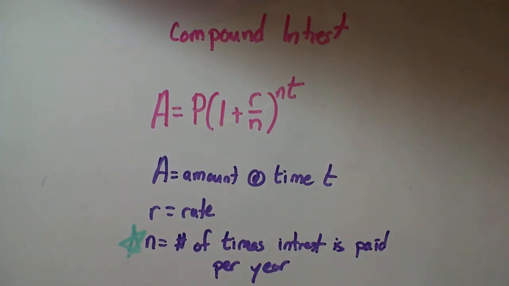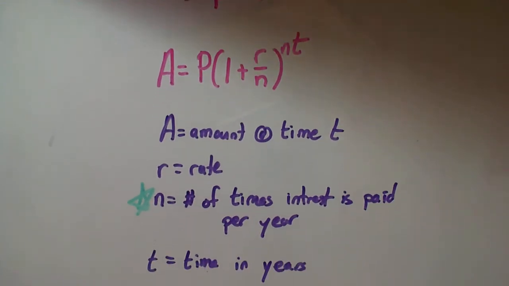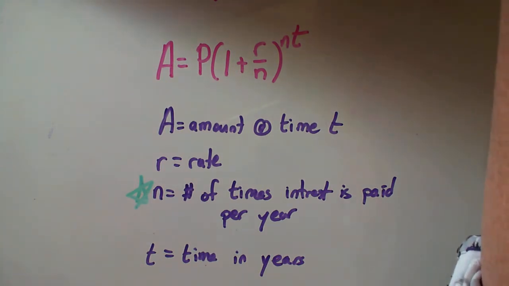So our compound interest is A equals P times (1 plus R over N) to the NT power, where A is the amount at time t, just like it was in our previous formula. R is the rate that we get per year. N is the number of times interest is paid per year. So instead of getting the interest paid one time per year, you are going to actually get that interest multiple times, but you get only a percentage of it. And we'll see how that works in just a second. And then T is still time in years.